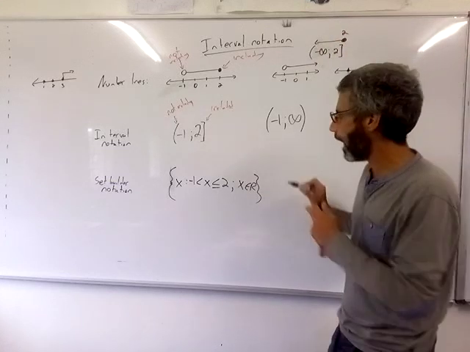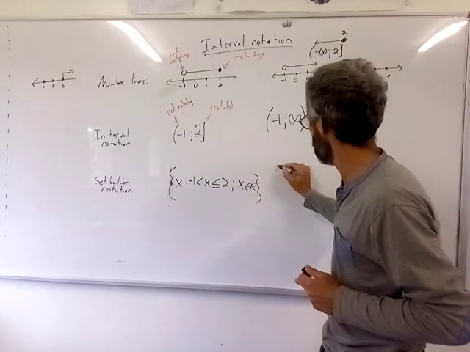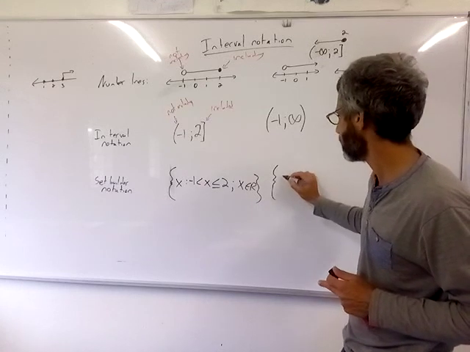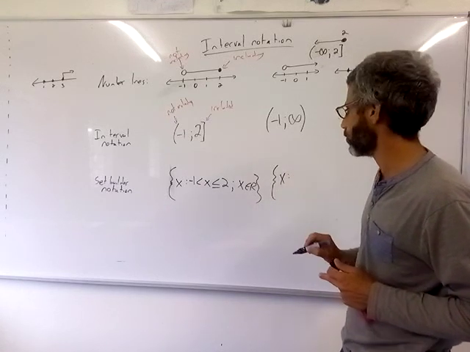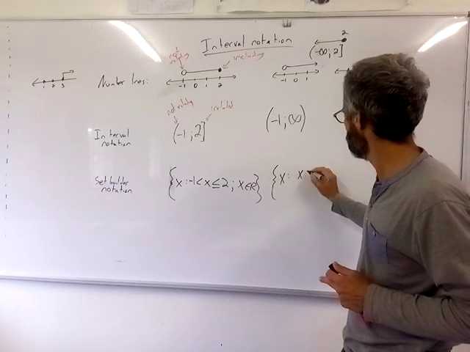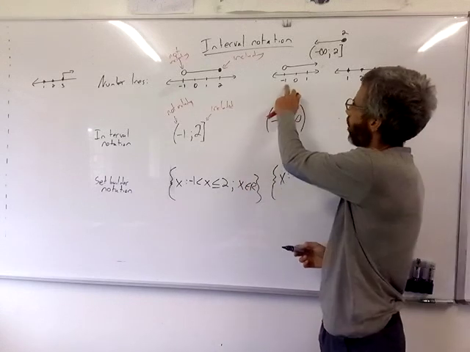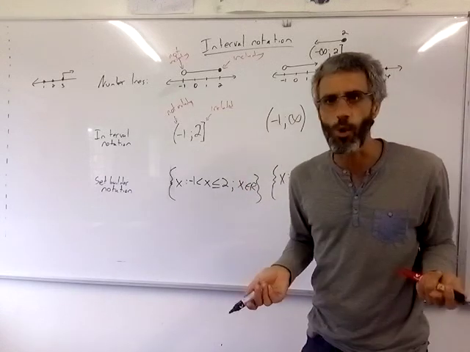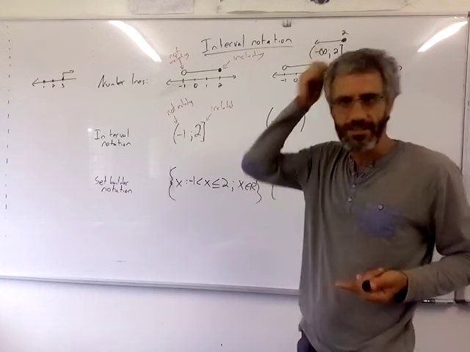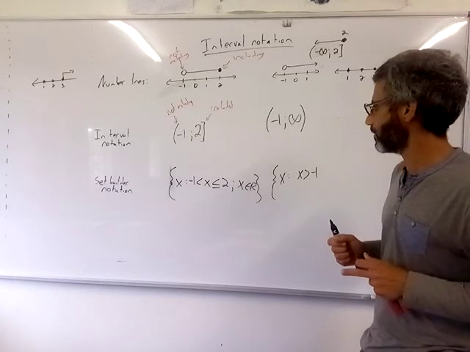Okay, how are we going to do the set-builder notation? That's always the tricky one. So I'm going to start with drawing this curly bracket. All the x's that are larger than -1, right? I'm looking at all the numbers that are larger than -1. Are they smaller than anything? No. So I don't need to write smaller than infinity. I'll just say all the numbers that are larger than -1.